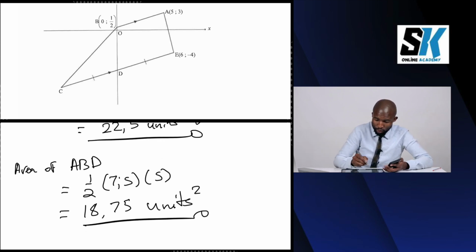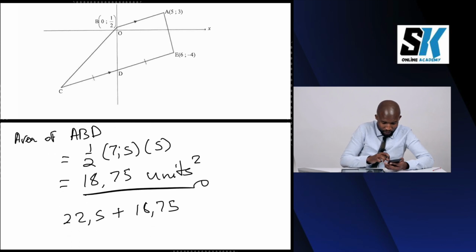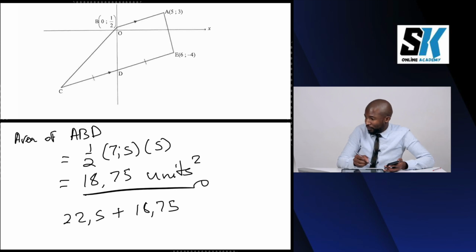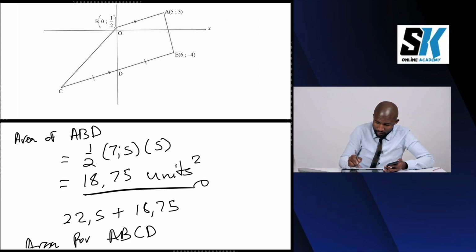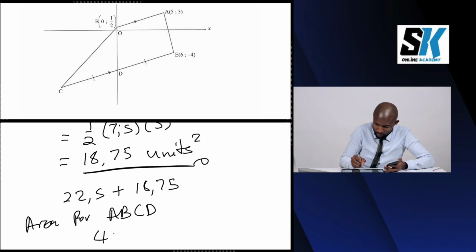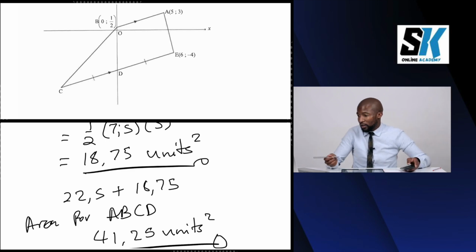So it's going to be 22.5 plus 18.75. Then your area for ABCD will be 41.25 units squared. So that is how you would find the area of that quad.